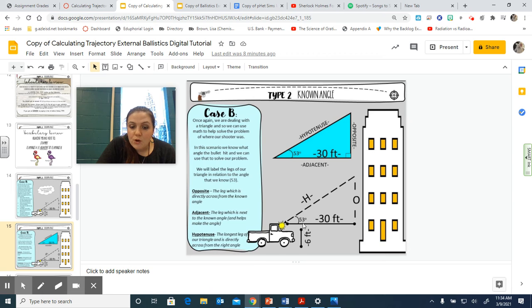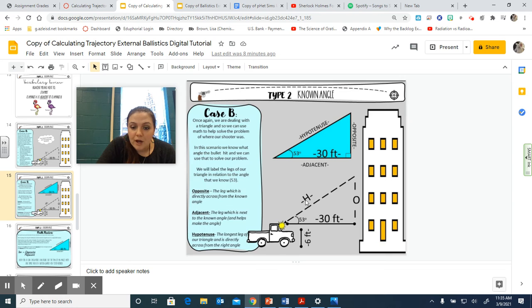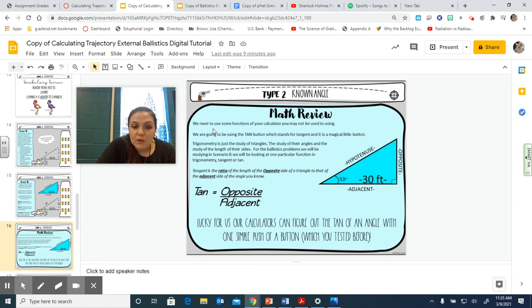When you know the angle here, the side that it is touching is called the hypotenuse. The side that is not touching the angle that you know is called the opposite. Opposite is the leg which is directly across from the angle you know. Adjacent is the leg which is next to the known angle. The hypotenuse is the longest leg. So this is adjacent, this is the one opposite of it, and this is the hypotenuse, which is the longest side. So a little math review, we need to use some functions of our calculator that you may not be used to using.